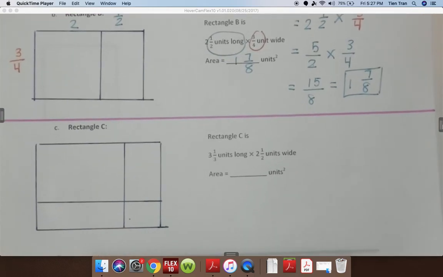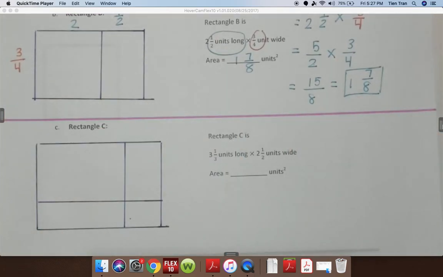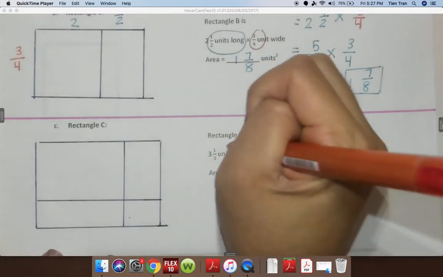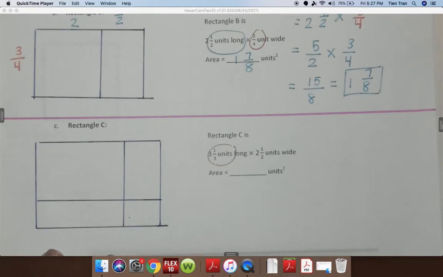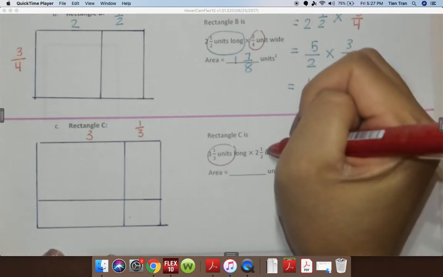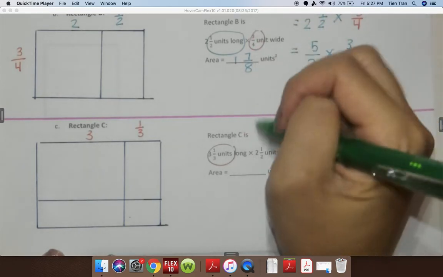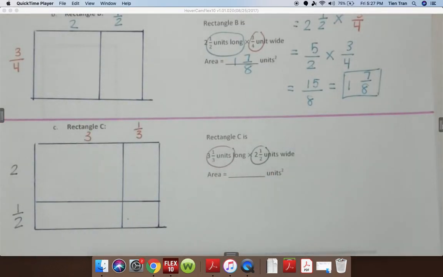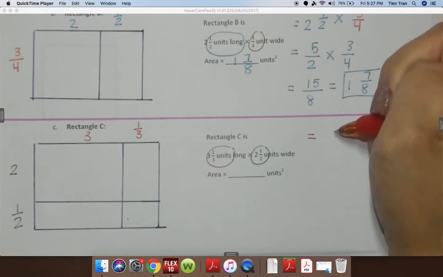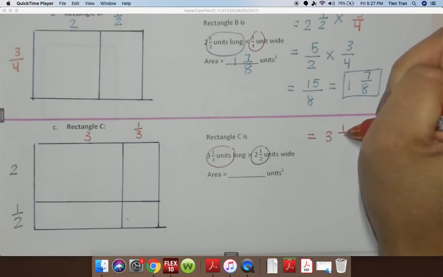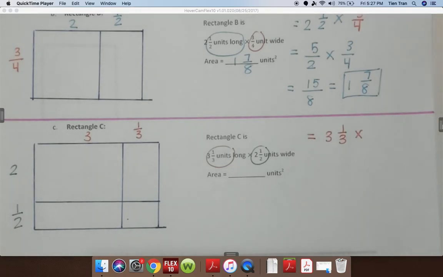Now, for problem C, let me look for another piece of paper to write on. For problem C, we have rectangle 3 and 1/3 units long. So I'm going to write that down, 3 and 1/3. And then on the side, I have 2 and 1/2 units wide. So I'm going to write that down right here, 2 and 1/2 units wide. So now I'm going to multiply those numbers together to find area, because area is equal to base times height. So I have 3 and 1/3 times 2 and 1/2.